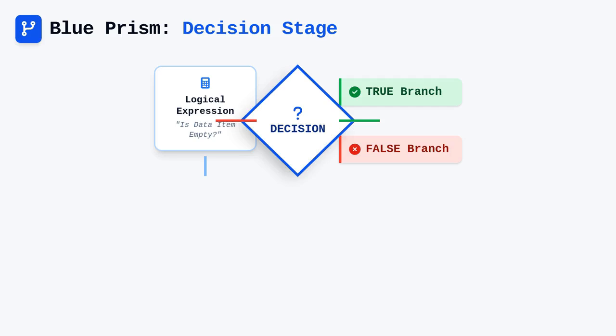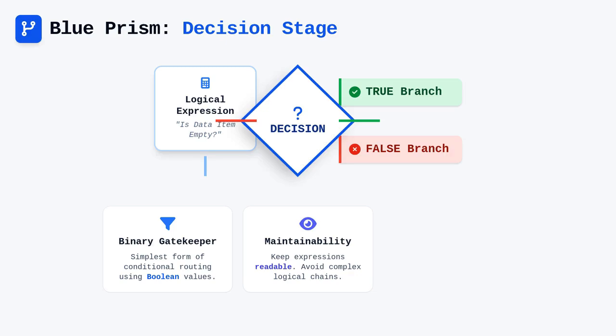Because this is a binary operation, it is most effective for simple checks, such as verifying if a data item is empty, comparing two strings, or checking if a specific numeric threshold has been met. From a maintainability perspective, it is critical to keep the expressions inside these stages as readable as possible to ensure that any developer reviewing your code can quickly grasp the business rule being enforced.